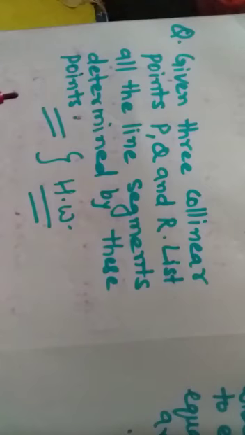For a hint, the line segments determined by three collinear points P, Q and R are PQ, PR, QR, because we need at least 2 points for a line segment. This is a hint for you. Please try to solve this question as homework.